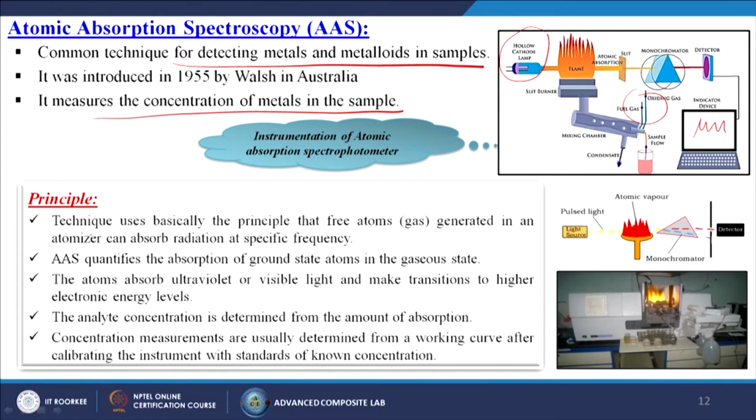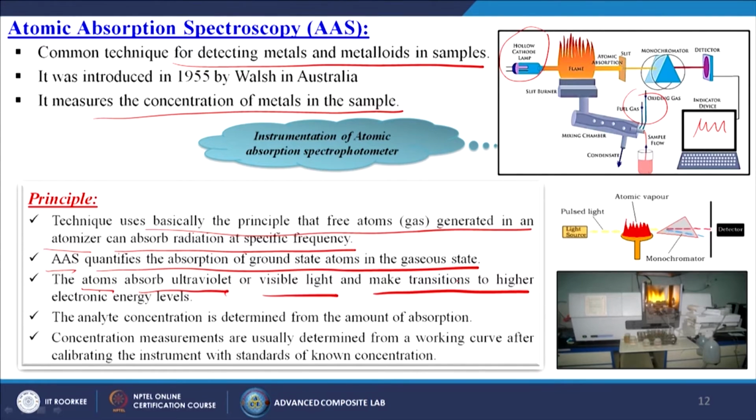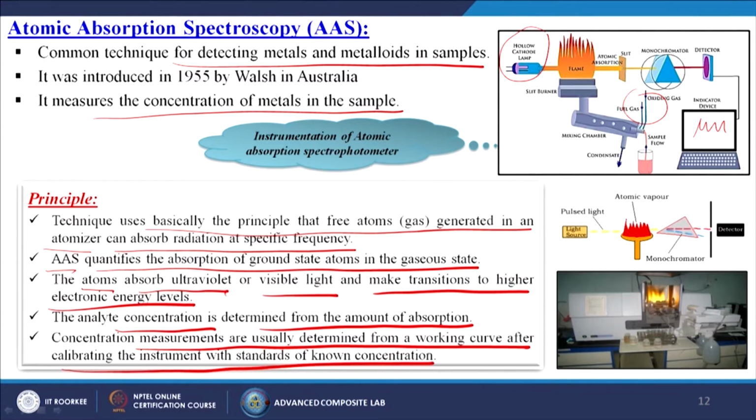So, what are the principles? The technique uses the principle that free gas atoms generated in an atomizer can absorb radiation at specific frequencies. AAS quantifies the absorption of ground state atoms in the gaseous state. The atoms absorb ultraviolet or visible light and make transitions to higher electronic energy levels. The analyte concentration is determined from the amount of absorption. Concentration measurements are usually determined from a working curve after calibrating the instrument with standards of known concentrations.